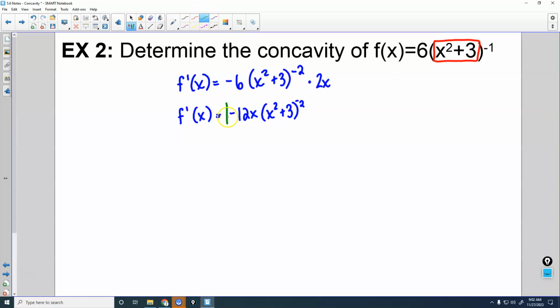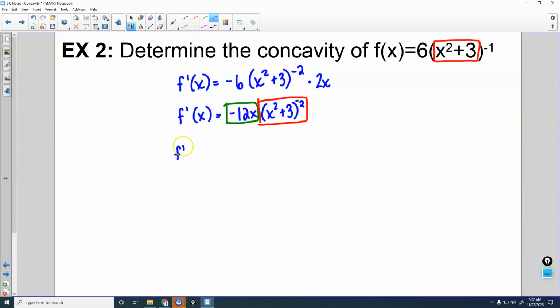Because this time, I did not have to do a product rule in the first iteration of my derivatives here, because I only had a 6. There was no x with this here. But I now have an x here, so I've got to do product rule.